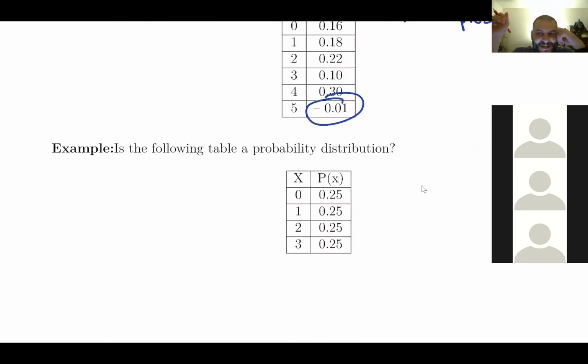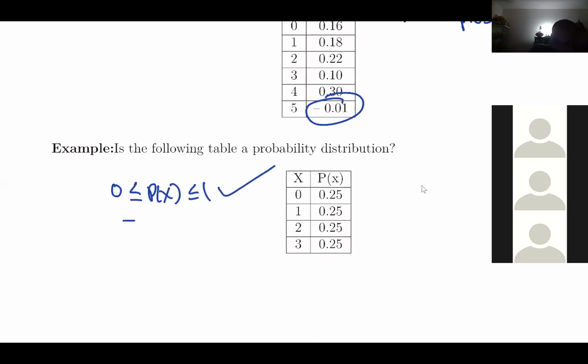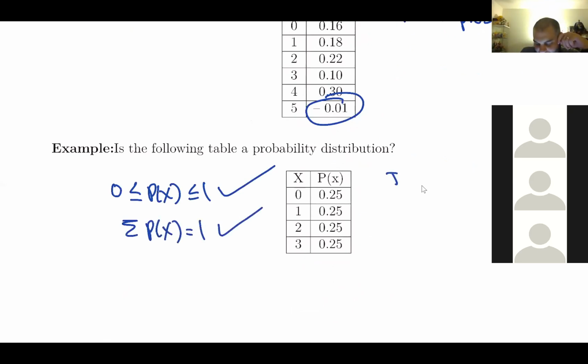All right, what about this one? Is this a probability distribution? Yes, because technically all of the probabilities are between 0 and 1, so that checks out. If you add up the probabilities, they add up to 1. So this is a probability distribution. If you do 0.25 plus 0.25 plus 0.25 plus 0.25, you get 1. Everybody good with that last one?